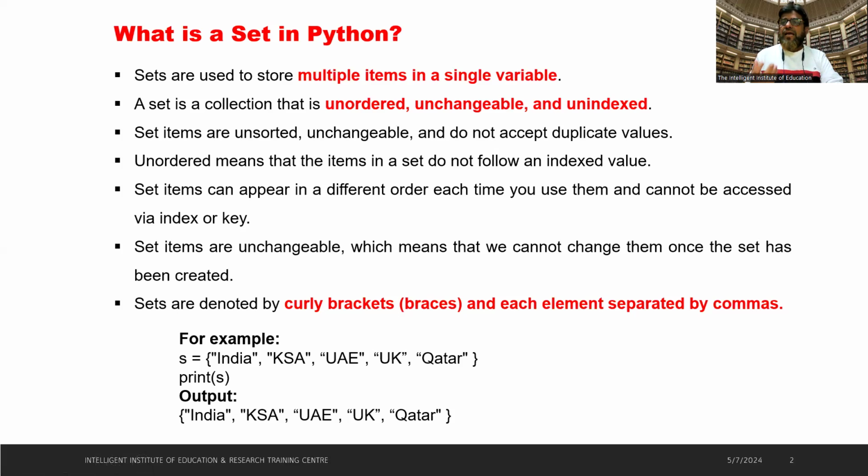Basically, a set contains multiple items, multiple types of data. It is unordered, unchangeable, and unindexed, because it is not using an index, so this is called unordered. We cannot access elements by position because we are not using an index. Every element is separated by a comma, and we use curly brackets, which are also called braces.